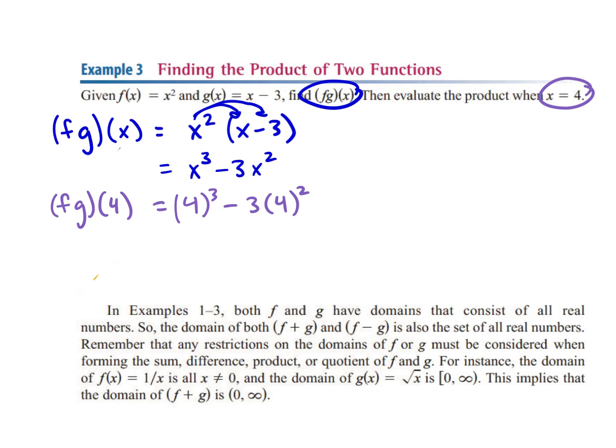So 4 cubed would be what? 64. 4 times 4 times 4, 64. And then we have 3 times 4 squared, which would be 3 times 16. And what's 3 times 16? 48. And 64 minus 48? 16. So my f times g of 4 would be 16.